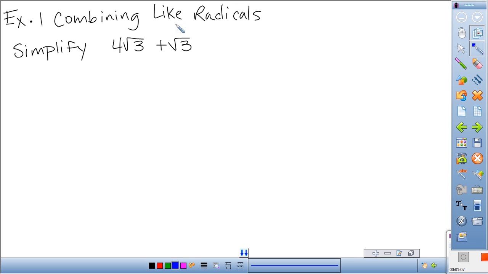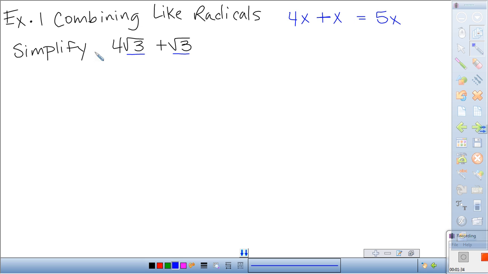So in example 1, we're combining like radicals. Notice these square root of 3 and square root of 3, those are like radicands, therefore you can add them together. Remember to treat your radical expressions like they were x's. Instead of 4 square roots of 3 plus the square root of 3, we could say it's just like 4x plus x. I have 4 x's plus another x, I have a total of 5 x's. That's the same thing you do with your radicals. I have 4 square roots of 3 plus another square root of 3, so I have a total of 5 square roots of 3. And that's your answer.